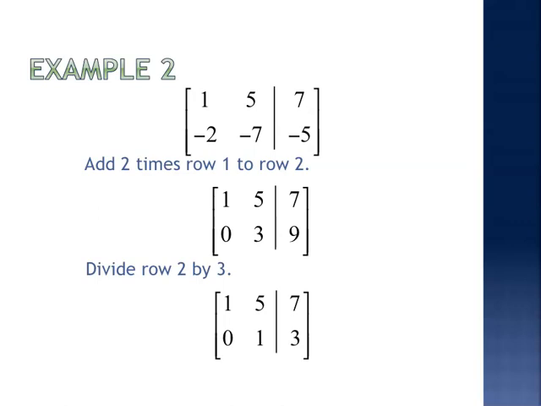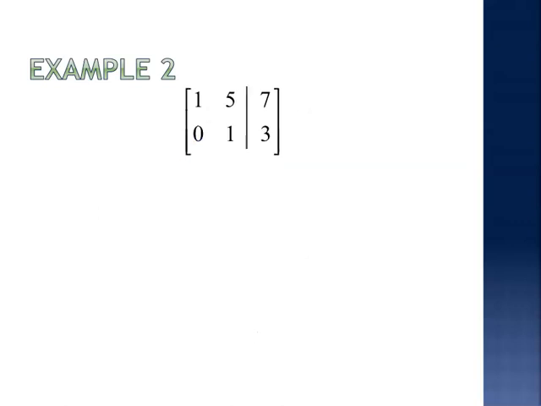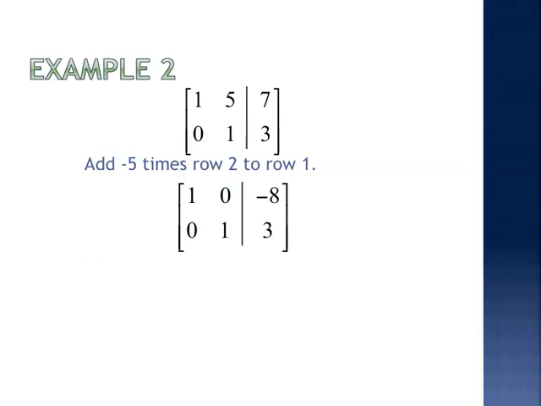So in the bottom row, if I multiply by -5, I would have 0, -5, and -15. I'm going to go ahead and add that to row 1, and that gives me 1, 0, and -8. Now notice I don't actually change the second row. I'm just using a multiple of that row to add to the first row.